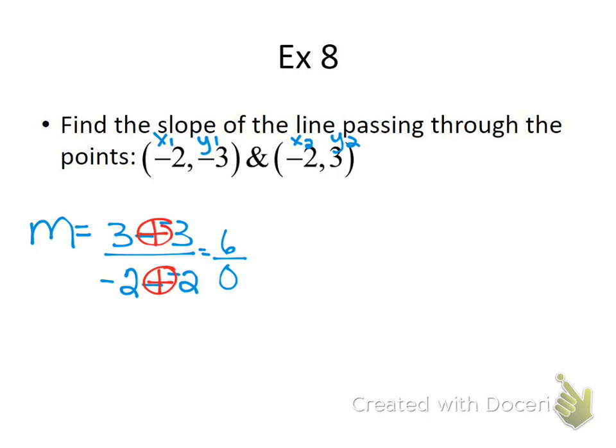If I have 6 candy bars here, can I divide them into 0 groups? No. It doesn't work. So anytime your run is a 0, it's going to be undefined. Is it the 0 with the slash through it? Okay, so you write in undefined, and that's your answer. Yep, anytime the bottom is 0, it's going to be undefined.